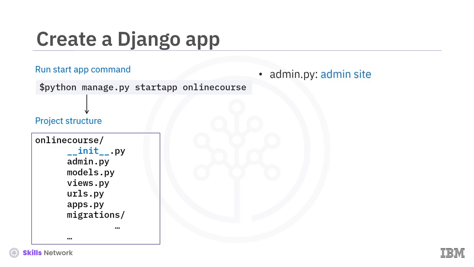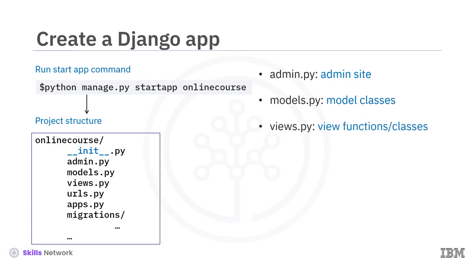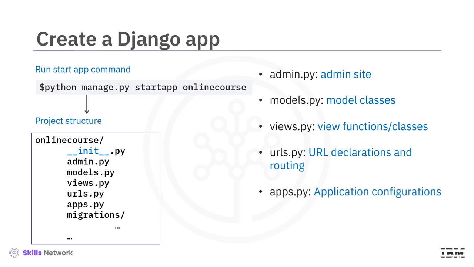admin.py includes everything you need to create and customize an admin site to manage users and content. models.py contains the data models and ORM. views.py contains view functions and classes to create views. urls.py contains the URL declarations and routing for the app. And apps.py contains the application configuration class. The migrations folder contains scripts for model migration.